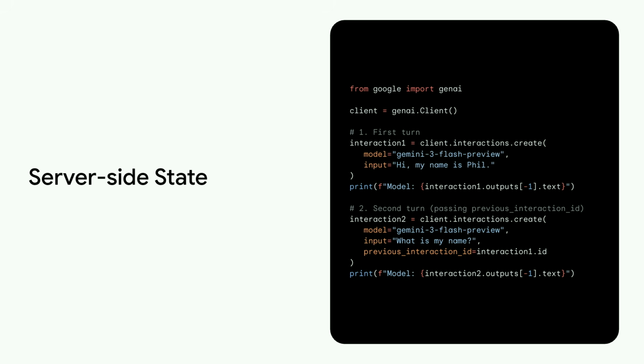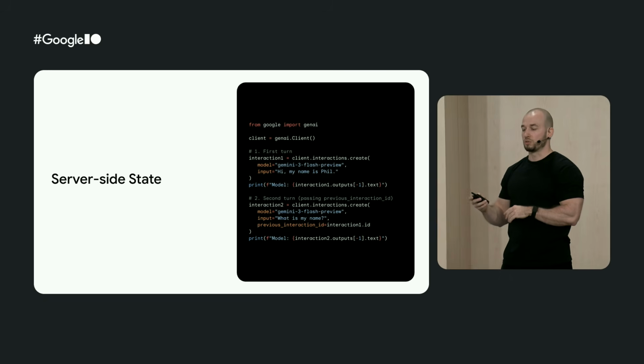And with the Interactions API, it's very simple. You make your first call. In this case, hey, my name is Phil. And in the outputs, you get back an ID. And the ID can be used for the next turn. So in the follow-up turns, when I ask the model, hey, what is my name? It has all of the context from the previous turn. So you can think about it that on the server side, we stack all of the context together. And that's all it takes to basically build a multi-turn application. You just pass the ID, and then you continue the text.